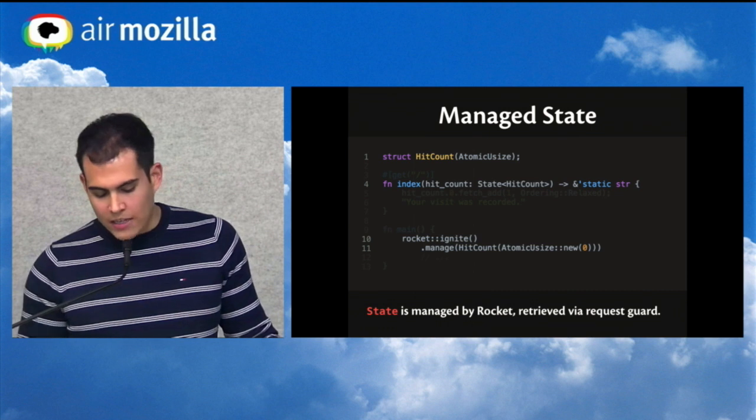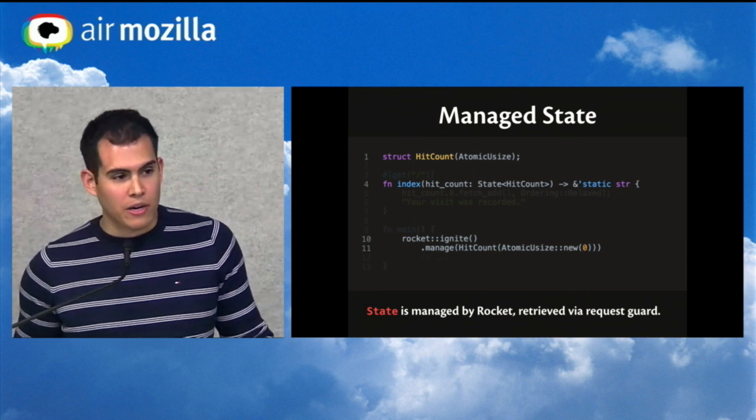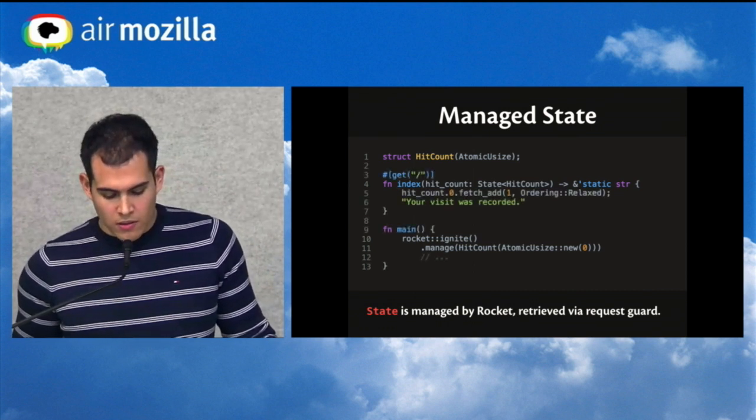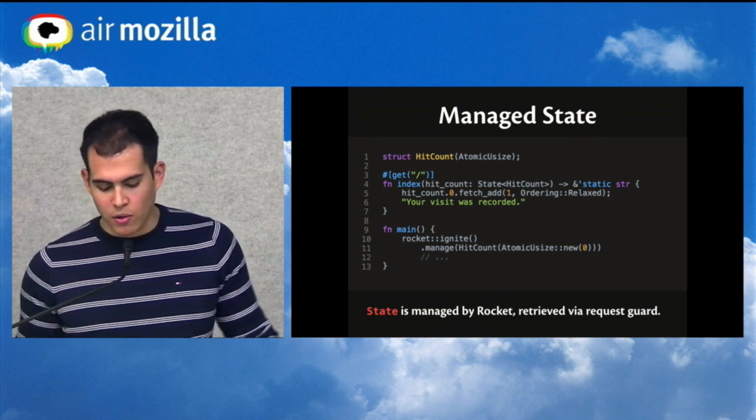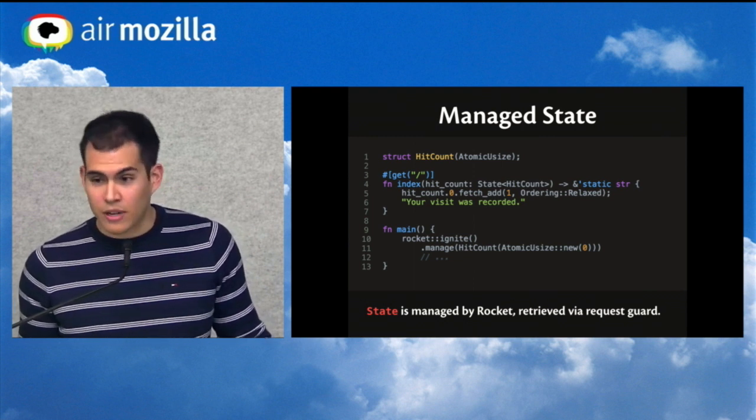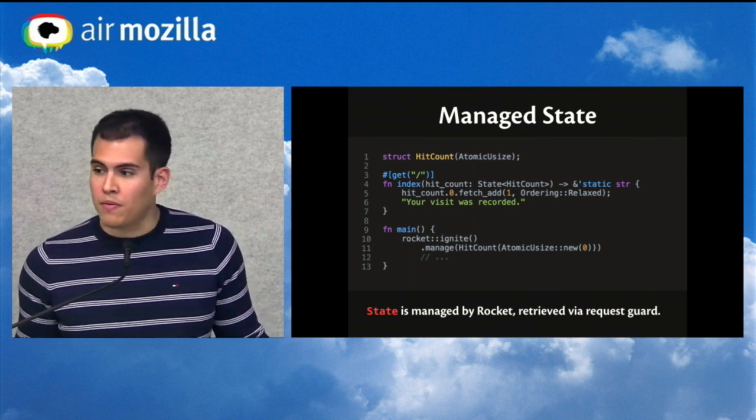So the state type is managed by Rocket, and then you retrieve it by a request guard. And so in our index route, we get that state. We fetch the internal atomic usize. We do a fetch add, which just means we're going to add. And so now we've incremented our hit count.